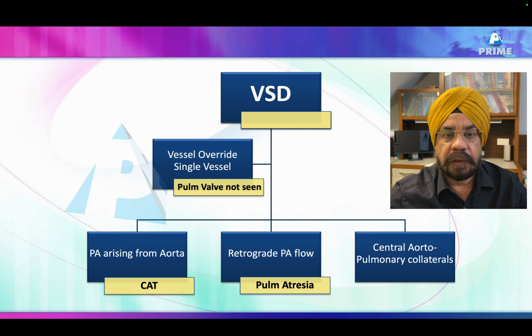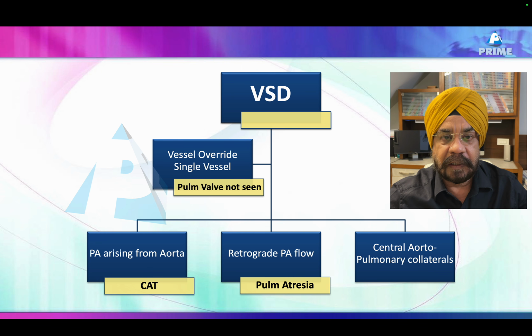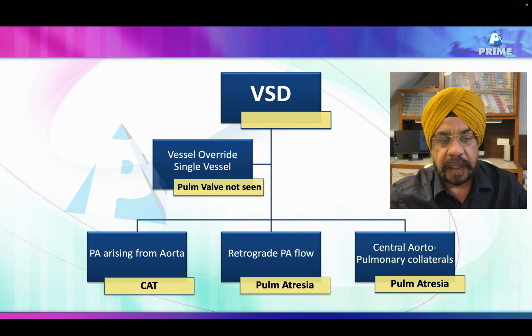A third situation is that you don't even see a pulmonary artery in a three vessel view. Then what you do? You go back to the four chamber view and look at the descending aorta there and try to find branches of pulmonary artery or central collaterals there. If you do find central collaterals or a pulmonary artery originating from the descending aorta, this is again a patient with a VSD with pulmonary atresia with central collaterals. So that's the differential of a VSD and a single vessel coming out of that override.